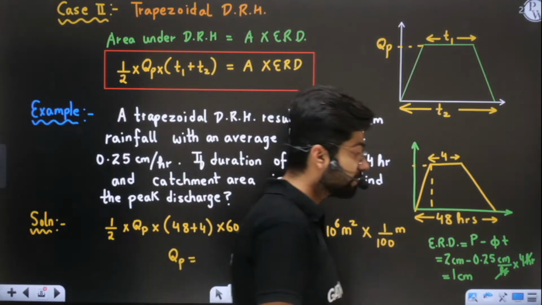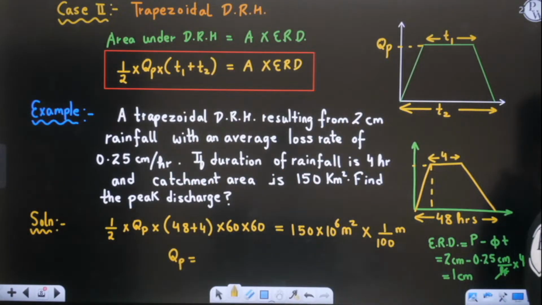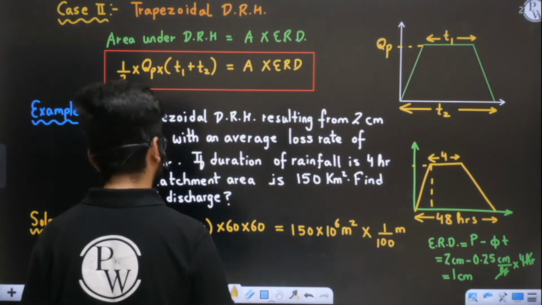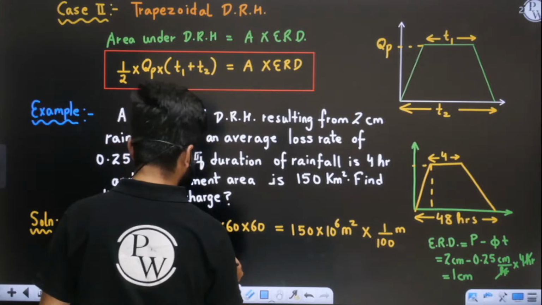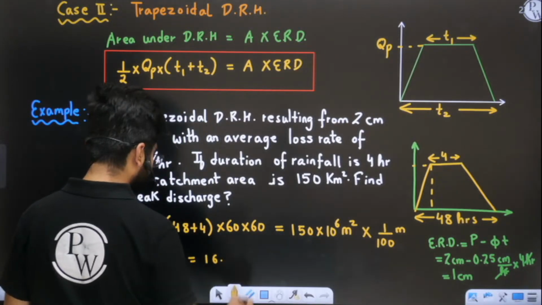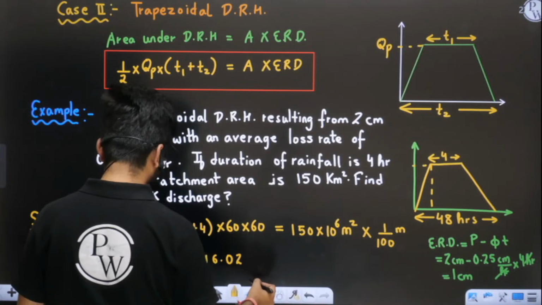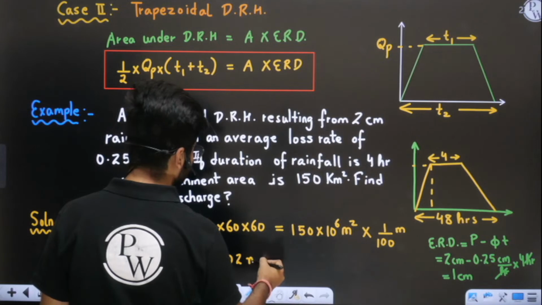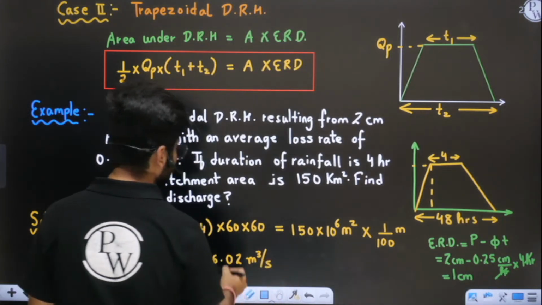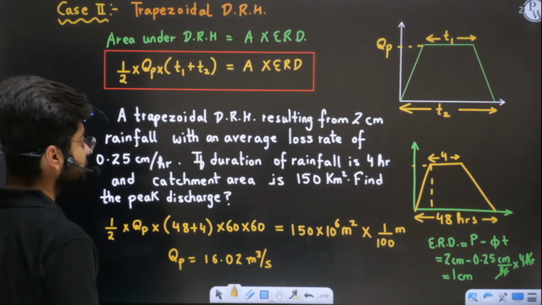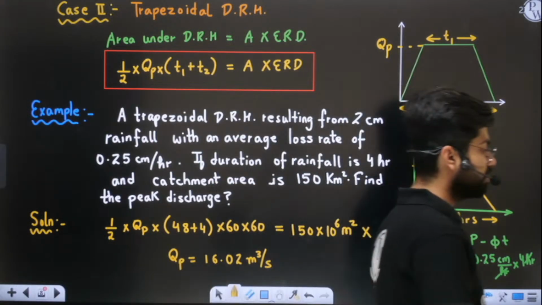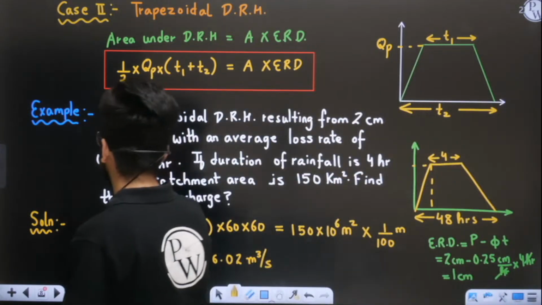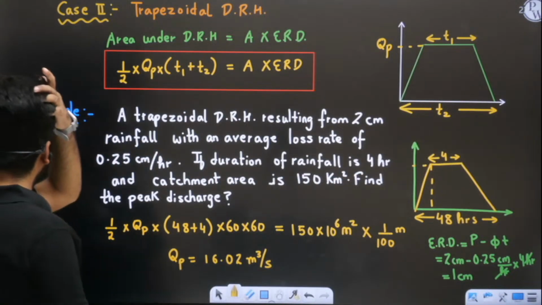Answer will be 0.16 if 150 hectare, but if it is 150 kilometer square, the answer will be 16.025. 0.025 you can round off or keep it this only. So the answer will be 16.02 meter cube per second. Yes, 16.02 will be the correct answer now. So this is how you will solve for trapezoidal DRH. I hope this is very clear to you.